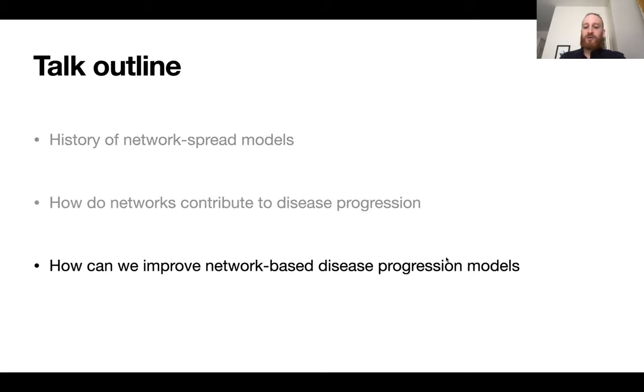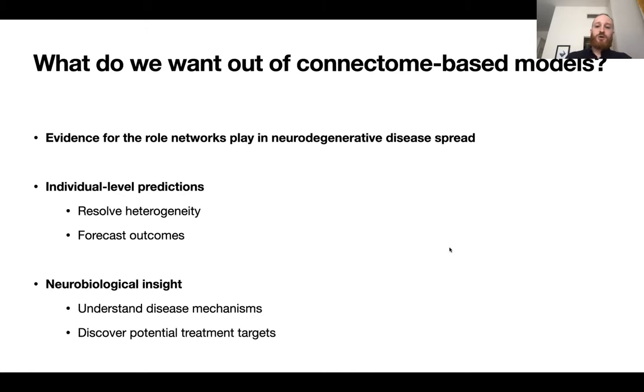So the last part of the talk, I'm going to speak a little bit about how the existing network-based simulations or disease progression models can be improved. In order to do that, we first have to ask ourselves, what do we want out of these connectome-based models? Obviously, the first step was just increasing evidence from animal models and so forth that networks play a role in the spread of neurodegenerative disease. And I think we've done that about as well as we can. They do seem like reliable features to use as bases of the spread of disease.